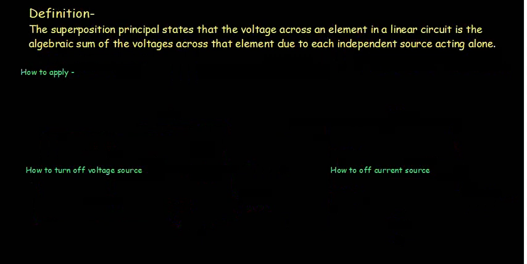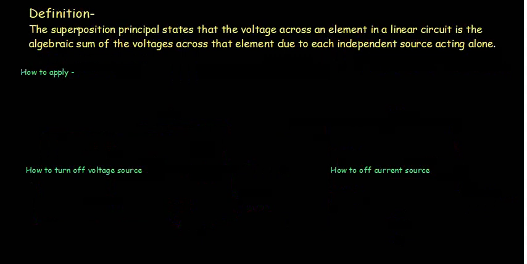The superposition principle states that the voltage across an element in a linear circuit is the algebraic sum of the voltages across the element due to each independent source acting alone. So what that means is, when we try to find a voltage across an element or a current through an element, it is the sum of each independent source acting alone. We only consider the independent sources. Dependent sources, we leave as they are.